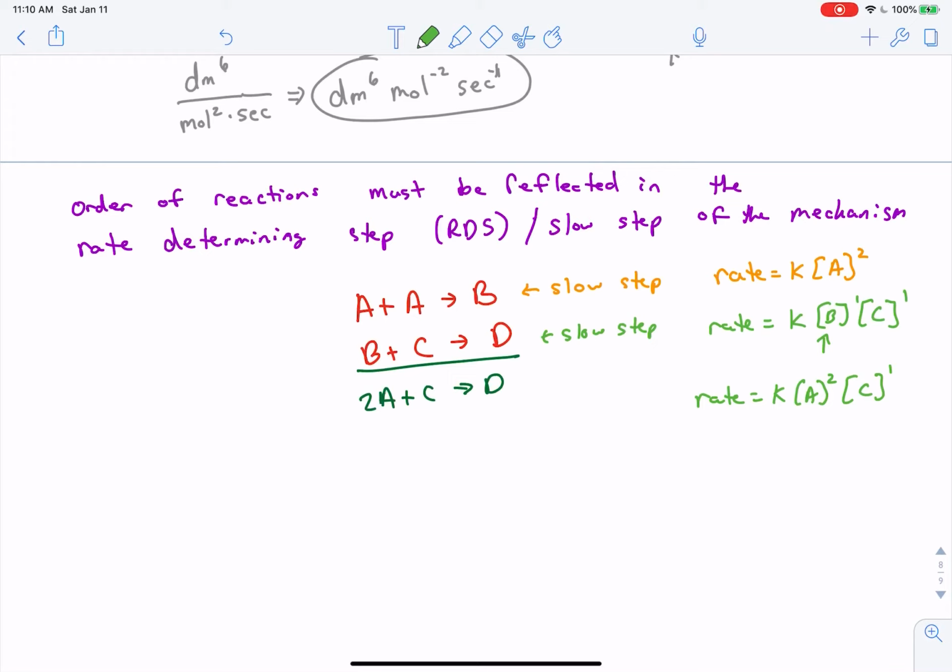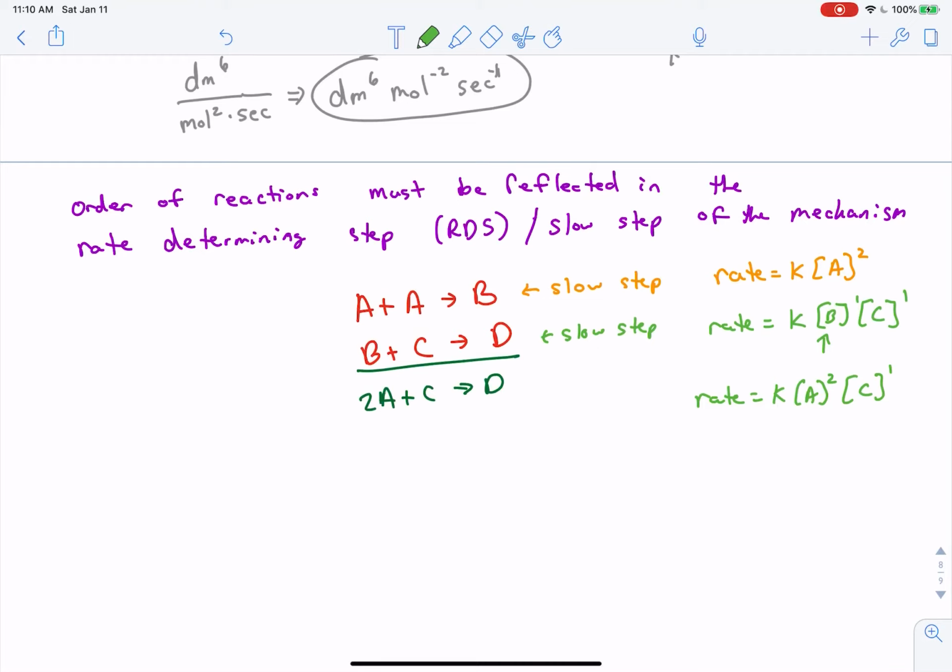Yes, Ginevra? Is the slow step the one where the intermediate is made? No. The slow step is the step of the reaction which has the slowest rate overall. So the slow step doesn't have to have an intermediate in this case. Okay. But in these cases, we are seeing one.